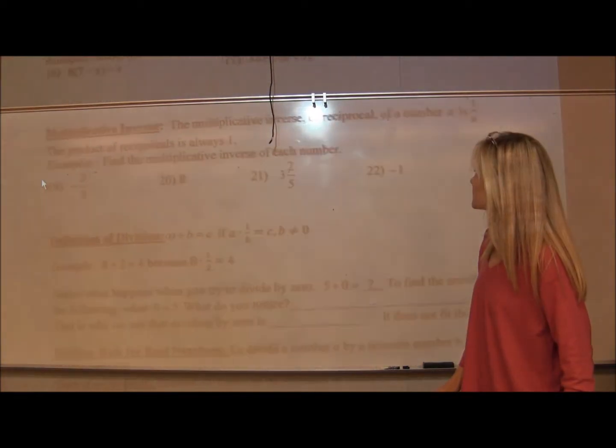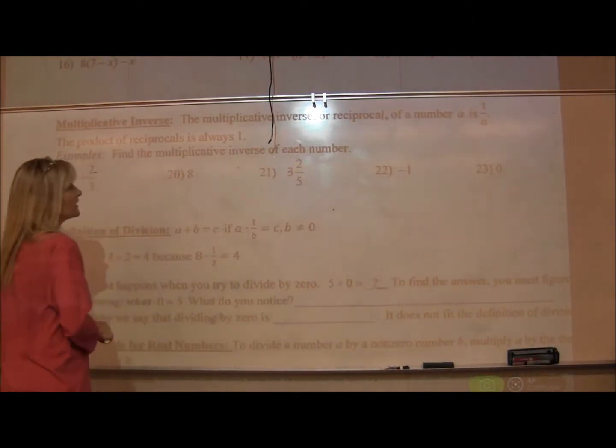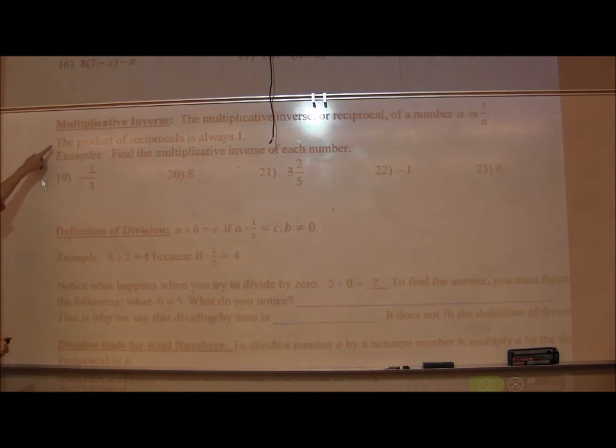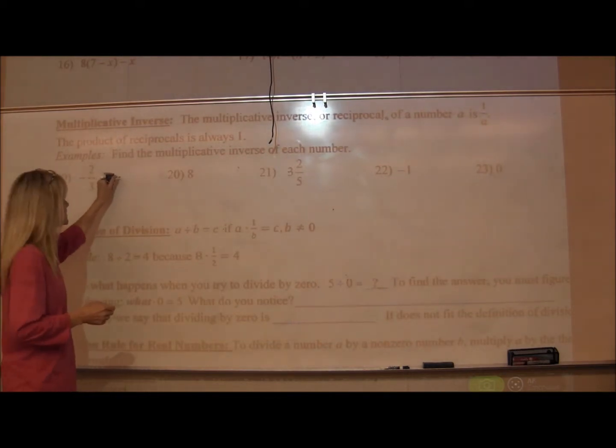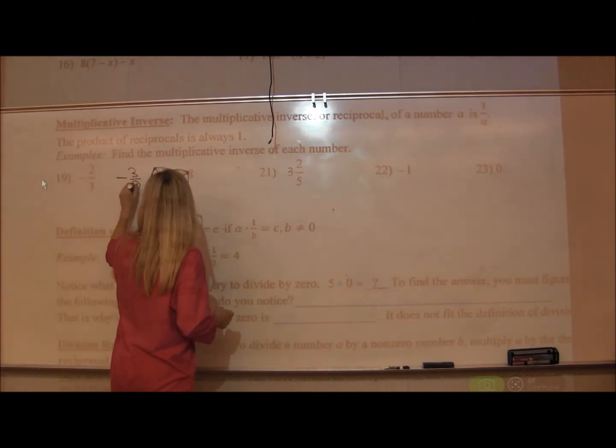Multiplicative inverse is just the reciprocal. When you multiply a number by its reciprocal, you get 1. So the product of reciprocals is always 1. Remember to include the negative. The reciprocal of a negative number is still a negative number. So the reciprocal of negative 2/3 is negative 3/2.